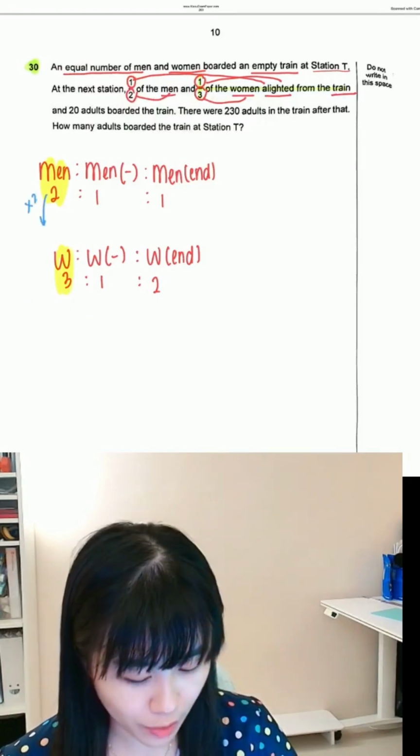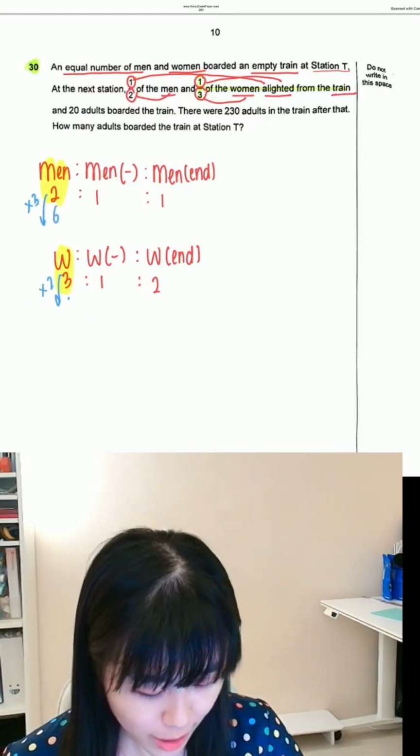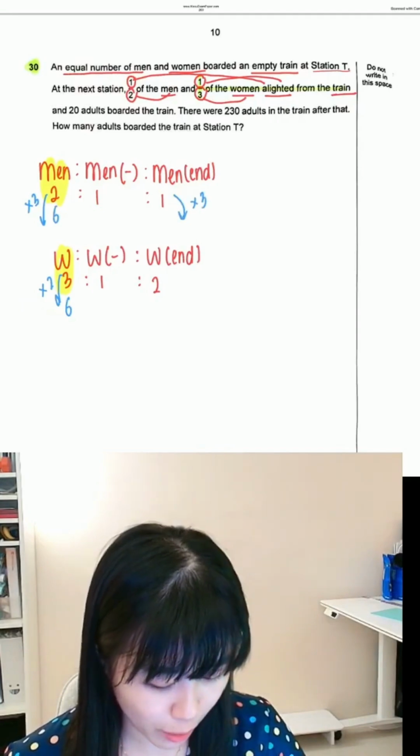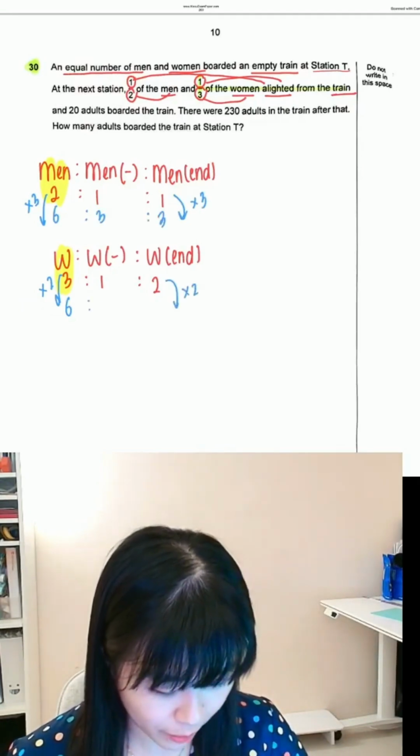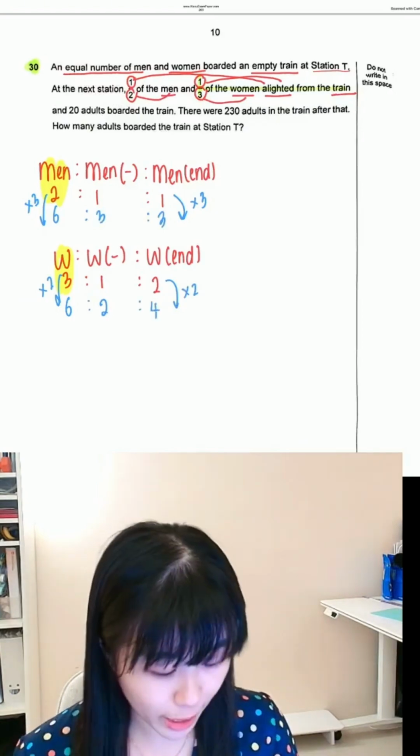Means you times 3, then you times 2. You make it to 6. So if you times 3, you're going to times 3 for everything here. 3 times 2 everything here, you get 4. Now we look at the next clue.